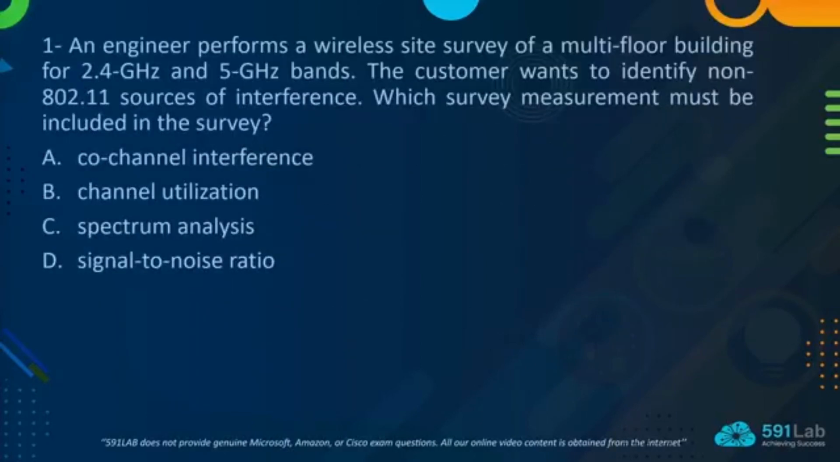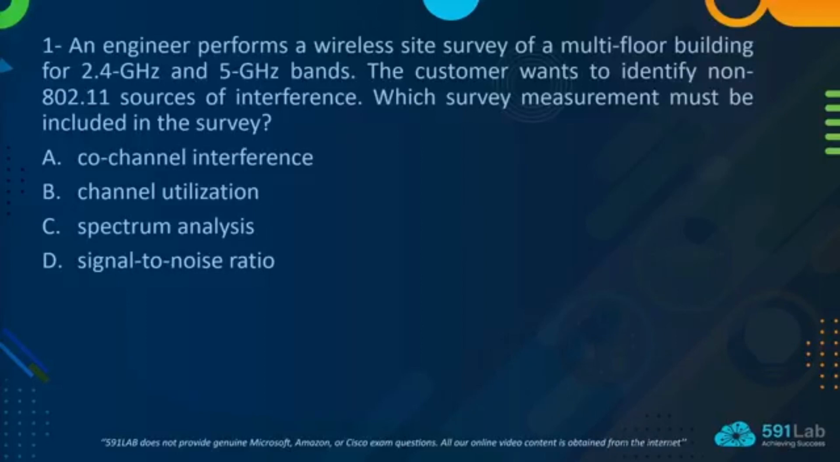So to start, our first question is, an engineer performs a wireless site survey of a multi-floor building for 2.4 and 5 gigahertz bands. The customer wants to identify non-.11 sources of interference. Which survey measurement must be included in the survey?